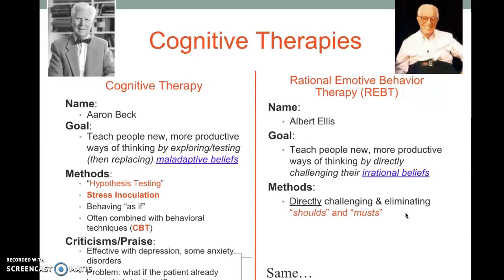In transcripts of Ellis's psychotherapy with clients, if a client was saying something like, but I must get A's, or this person should love me, he would say, whoa, whoa, whoa, stop right there. Where did you get that should or must? Who says that you must get A's? That's not a rule for living. Who says that another person has to like you and that your well-being is dependent upon that? He was a fan of use of the phrase.